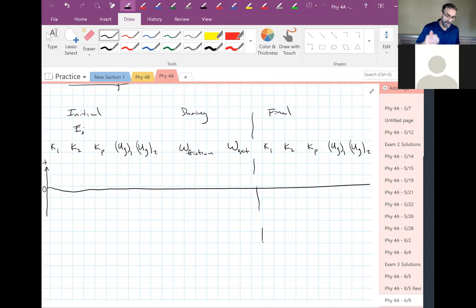If nothing's moving, there's no kinetic energy. No kinetic energy for one, two, or the pulley. Are things moving at the end? Yes, this is the split second before the block hits the ground. The blocks are moving, the pulley's rotating. Everything has kinetic energy, and kinetic energy is always positive.